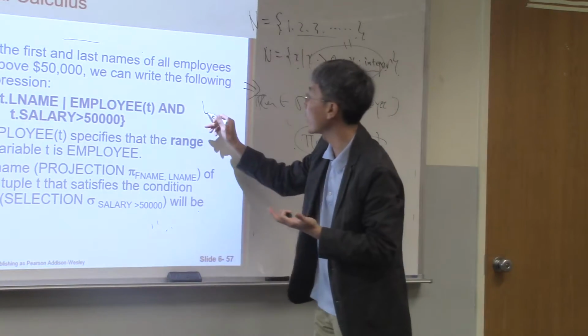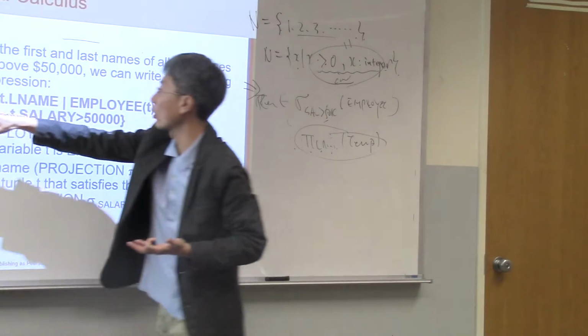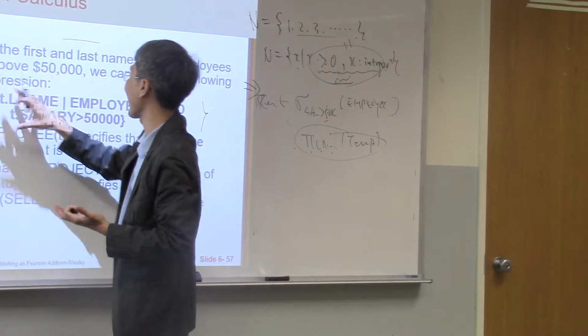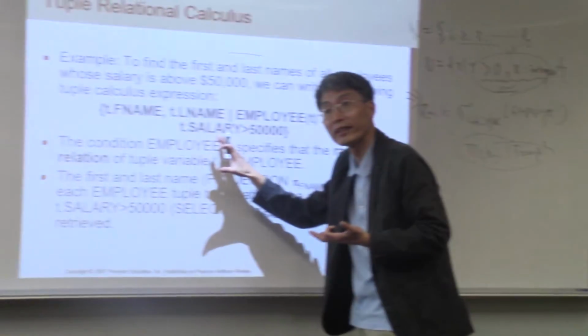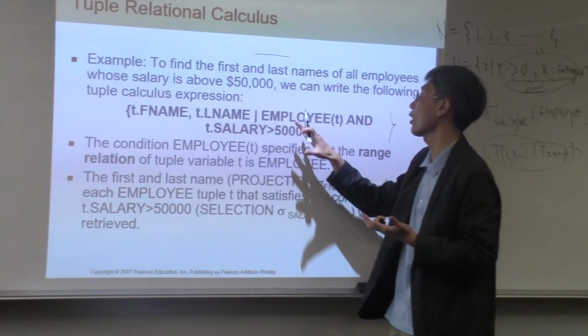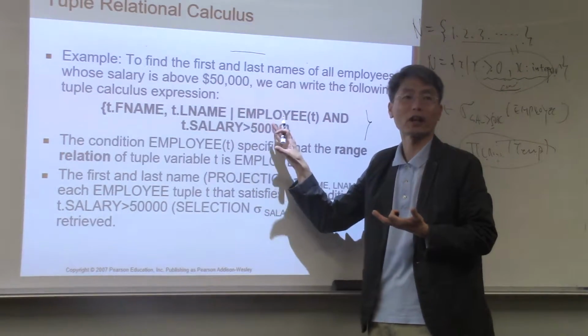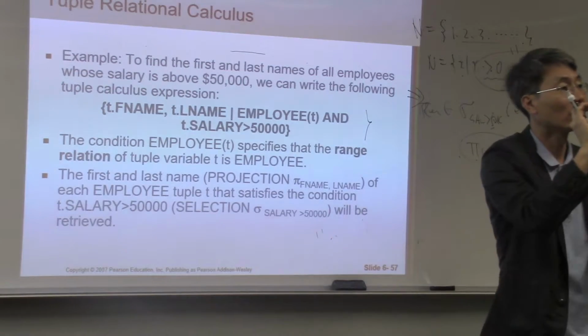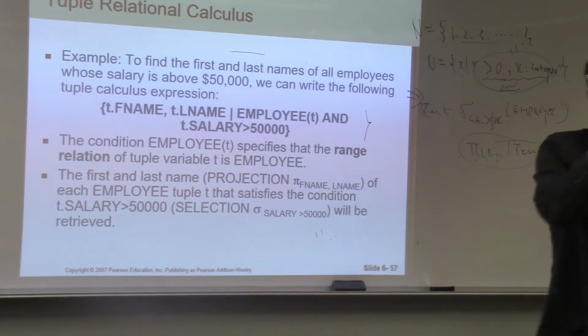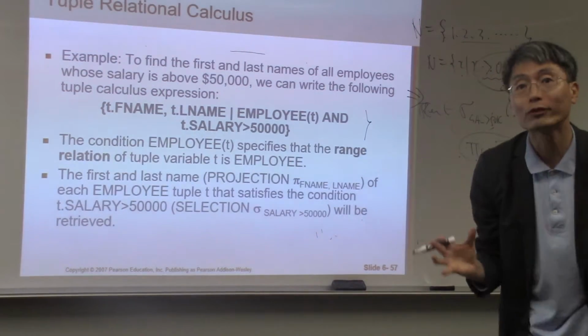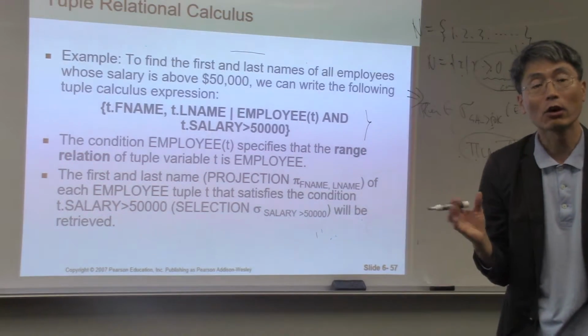However, in relational calculus, it directly shows we need first name and last name such that a condition holds. What is the condition? From employee, salary is bigger than 50K. It focuses on only the condition. It focuses on only the output result. Okay?